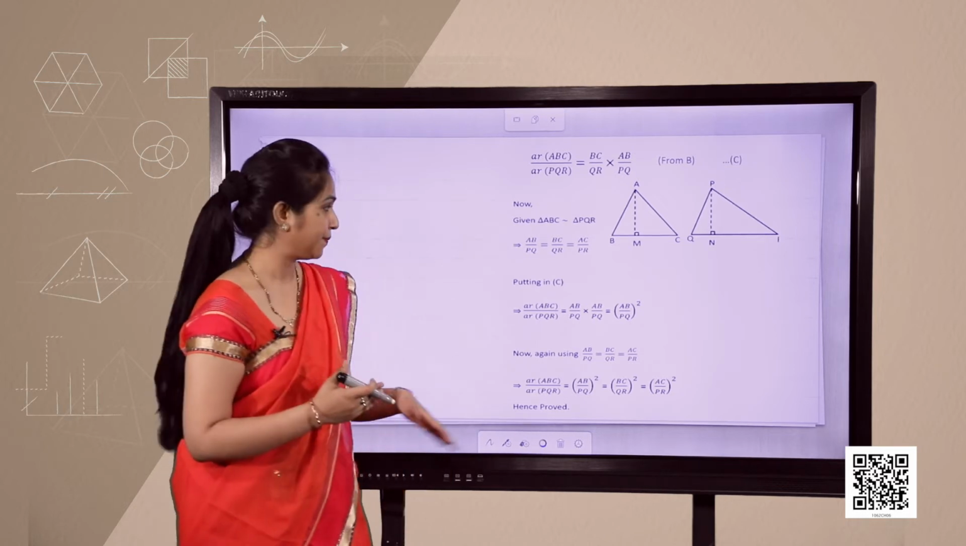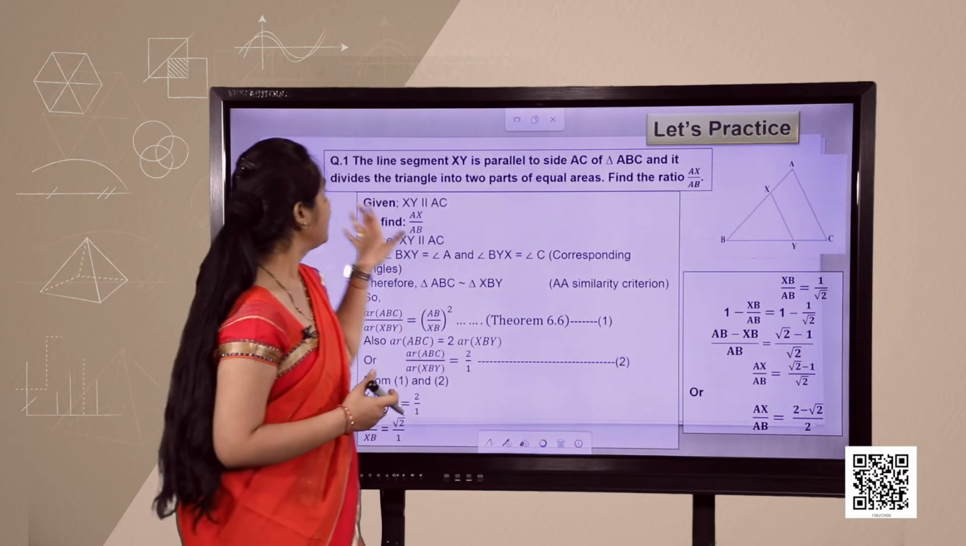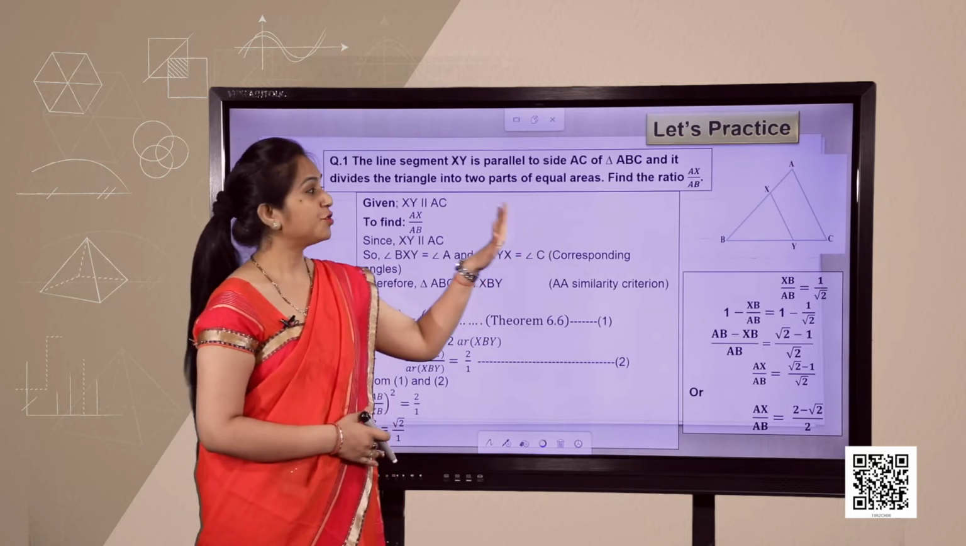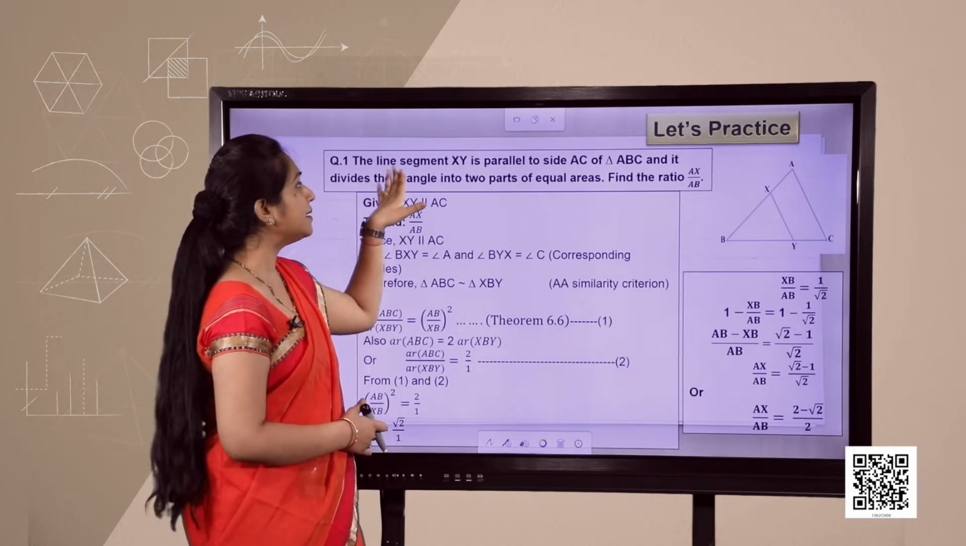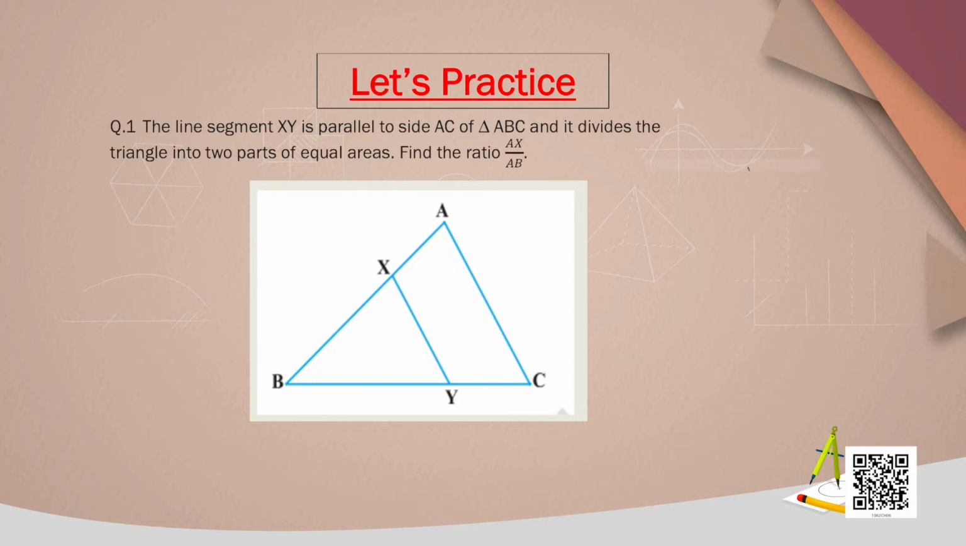Let us start. Okay. So, I am reading this question. Question number 1 is, there is a line segment XY which is parallel to the side AC of triangle ABC. You can see the diagram. There is a line segment XY which is parallel to AC of triangle ABC. This is the first thing given to you, and it divides the triangle into two parts of equal area. This is something very important.